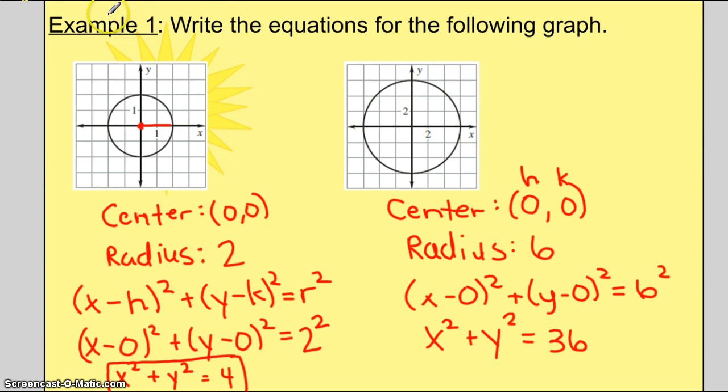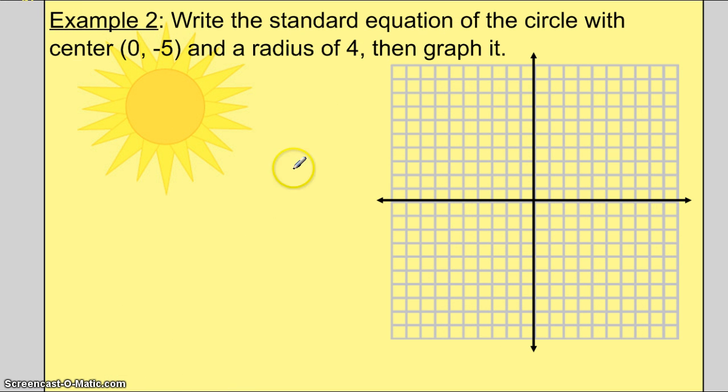Bravo, bravo. All right, so that's the first kind of problem you're going to see. The second problem you're going to see is when you not only need to write the equation, but you're also going to need to graph it. So it says write the standard equation of the circle with center 0, -5, and a radius of 4. And then graph it. So let's start with that.